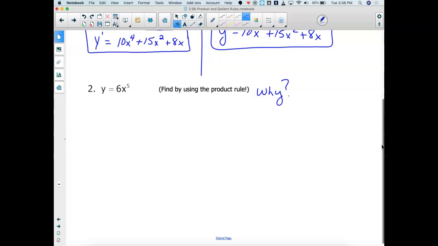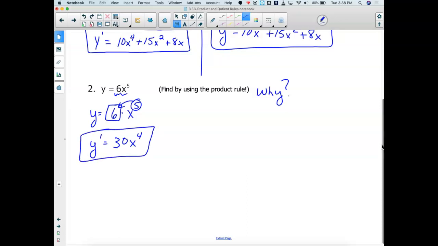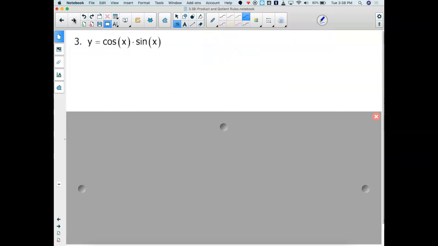why would we? This is a constant times a function. This is not a function of x times a function of x. This is a constant times a function of x. This is, bring my power times my 6, 30x, drop my power by 1. I would never, ever use the product rule on something like that, okay? Just wouldn't do it. When I come here, how about here?